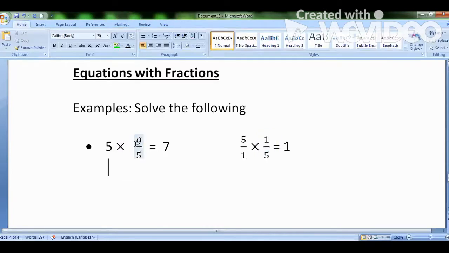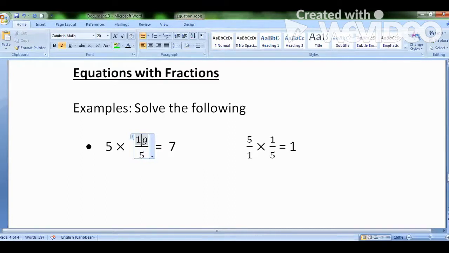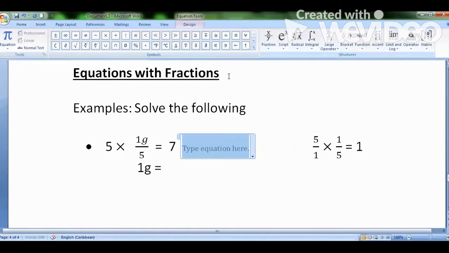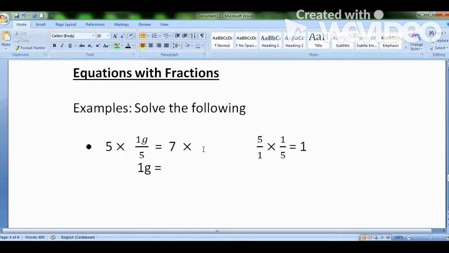All right, so let me ask a question. What number is beside G? 1. So what you're looking at right here is 5 times 1 over 5. And 5 times 1 over 5 is equal to what? 1. So we get 1G, and 1G is G also, not true? And if I multiply by 5 on the left, I have to multiply it on the right, not true? So what's G equal to? 35.